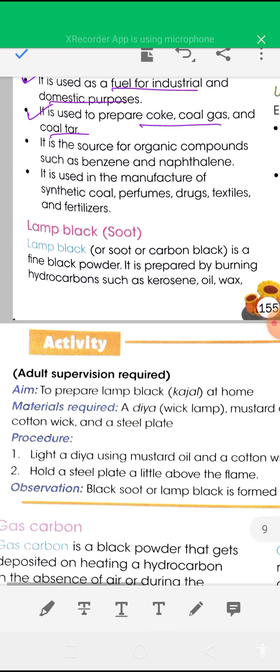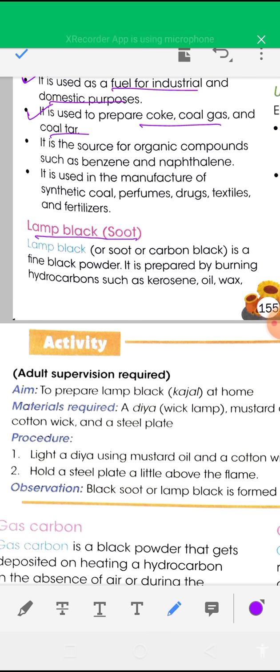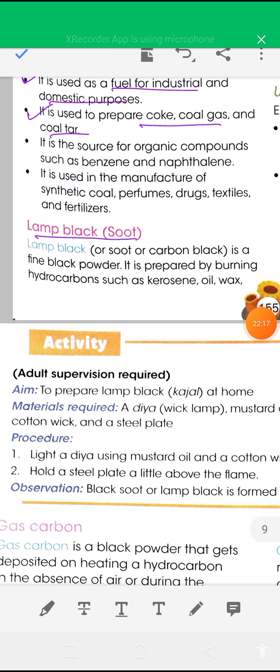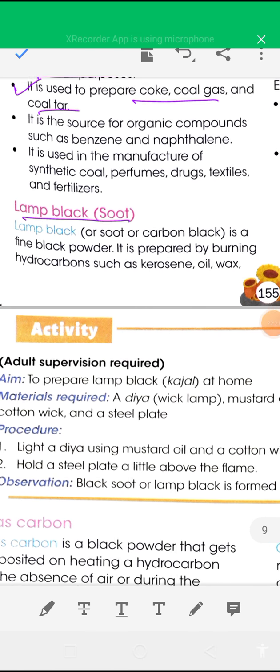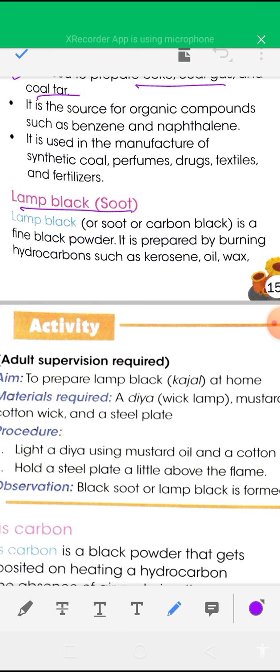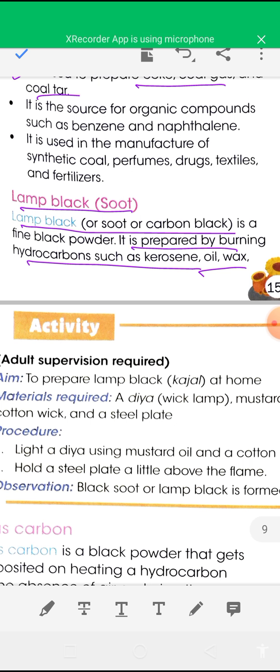Next, amorphous form of carbon is lamp black or soot. Lamp black is the fine black powder. It is prepared by burning hydrocarbons such as kerosene, oil, and wax.